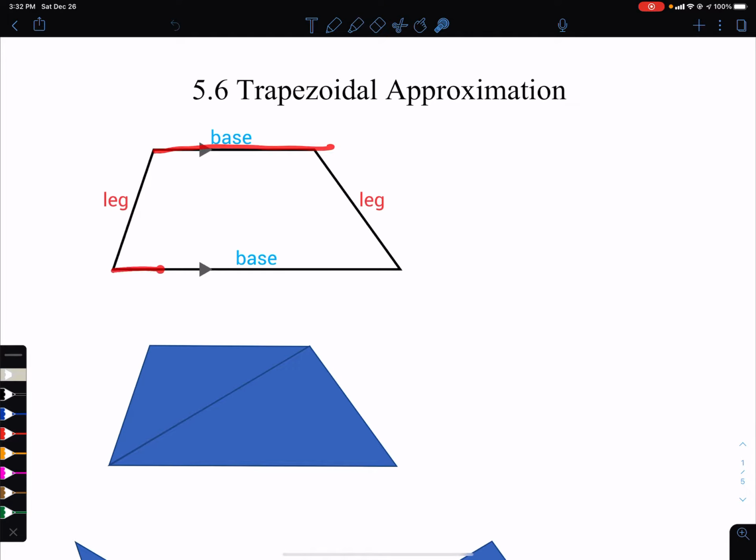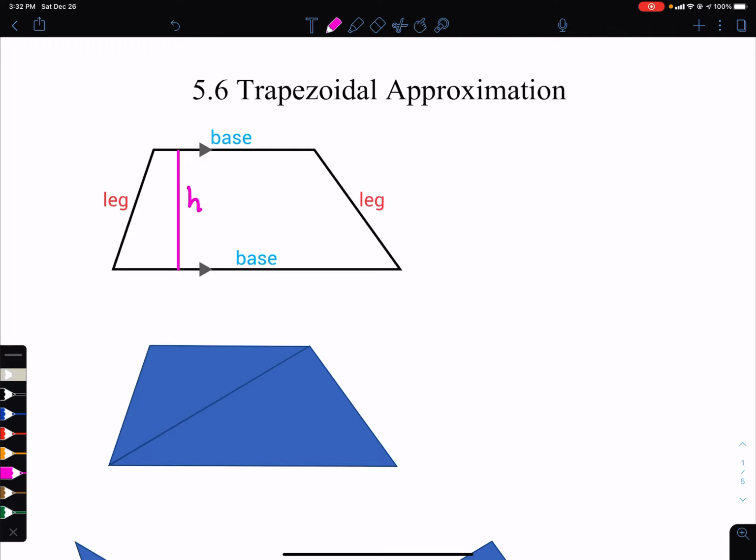You have exactly one set of sides that are parallel, and the other two are not. The parallel sides are called bases, and the other two sides are called legs. This also is going to have a height. I will draw it in here. And we'll call that H.